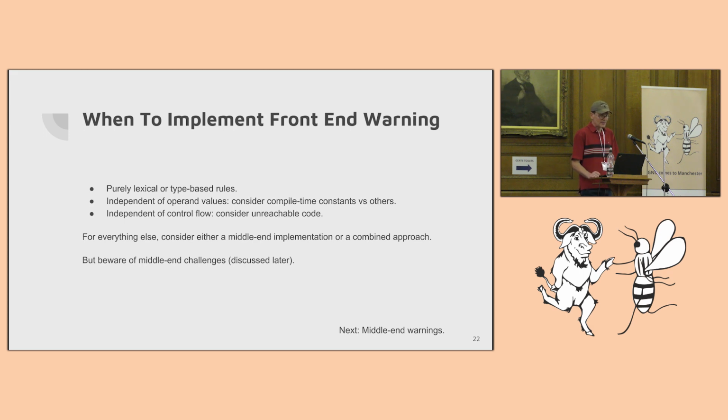The warnings should be independent of operand values, and when you're choosing a front-end warning, you should consider compile-time constants that are accessible in the front end rather than other constants that are derived as a result of various propagation passes. And the warnings should be independent of control flow. And you should consider cases like unreachable code that we saw in the last example that Joseph spoke to. For everything else, it's worth considering a middle-end implementation or some kind of a combined implementation. This is not a claim that such an approach is necessarily always feasible, but it's worth considering.